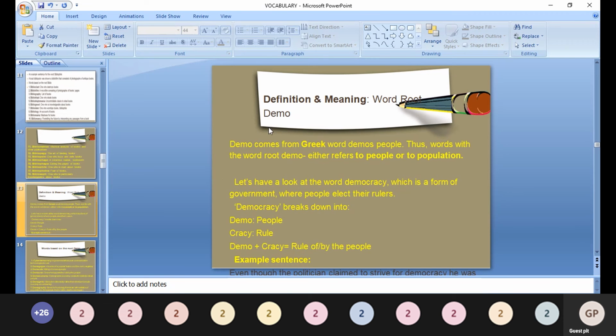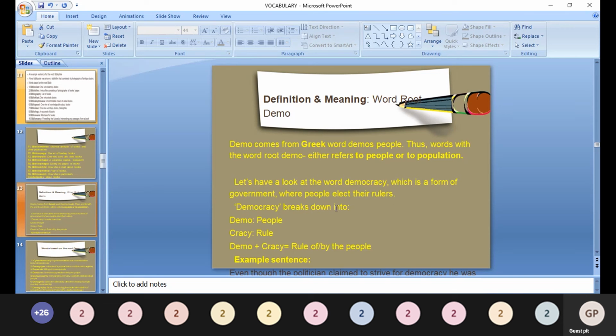Definition and meaning of the word root demo. Now we look into the word demo. Demo comes from the Greek word demos, which means people. Thus, words with the root demo refer either to people or to population. Let's have a look at the word democracy, which is a form of government where people elect their rulers.